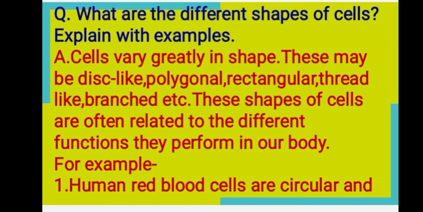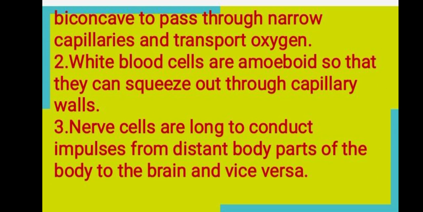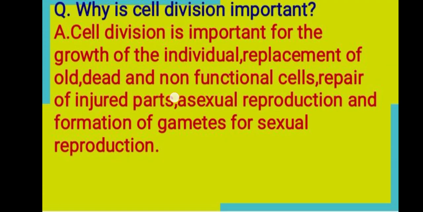For example, human red blood cells are circular and biconcave to pass through narrow capillaries and transport oxygen. White blood cells are amoeboid, that is, they can form pseudopodia like amoeba so that they can squeeze out through capillary walls. Nerve cells are long to conduct impulses from distant parts of the body to the brain and vice versa.